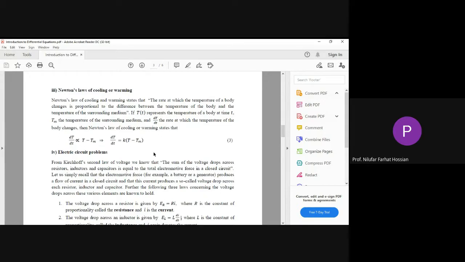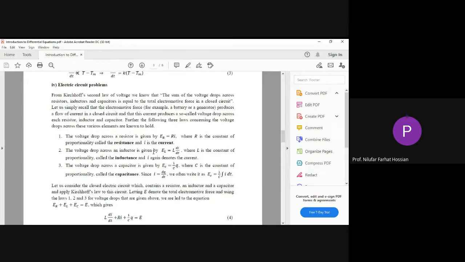Now comes the electric circuit problems. You know, in a closed electric circuit, in total there may be three things: a resistor, an inductor, and a capacitor. And according to Kirchhoff's second law, it comes from physics. Actually, we are not going into the details of physics, we have just picked up this theory, Kirchhoff's second law of voltage. You see that this is the theory. The sum of the voltage drops across resistors, inductors, and capacitors is equal to the total electromotive force in a closed electric circuit.